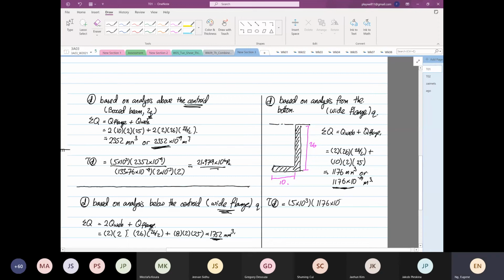1176 times 10 to the power minus 9, divided by 133.76 times 10 to the power minus 9, and then divided by 2 times 10 to the power minus 3. Okay, so this will come out to be 5 times 10 to the power 3 multiplied by 1176 times 10 to the power minus 9, divided by 133.76 times 10 to the power minus 9, divided by 2 times 10 to the power minus 3. So it's equal to 21.979 times 10 to the power 6 Pascal.